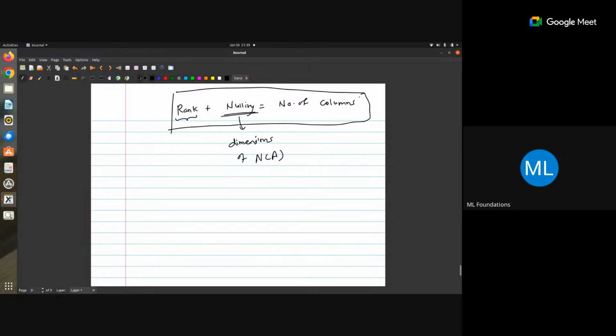Can we understand this? Rank is the number of independent columns of a matrix, and nullity is the number of independent columns. The sum of both is the total number of columns. Is it so? First thing is what you said. Rank is what? Rank is the number of independent columns, and nullity is the independent columns.